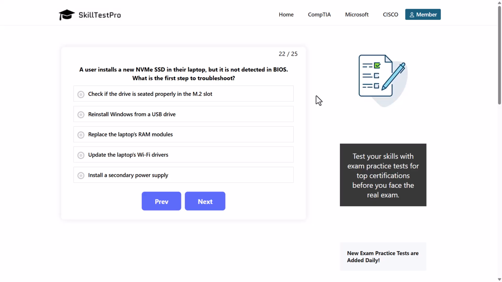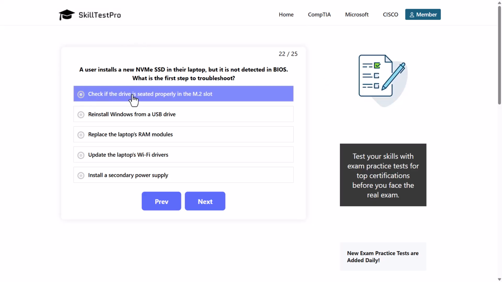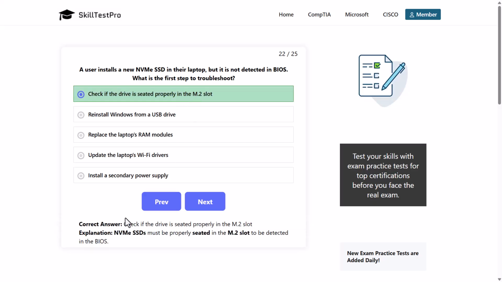Which one would be the correct answer here? And the correct answer is check if the drive is seated properly in the M.2 slot. NVMe SSDs must be properly seated in the M.2 slot to be detected in the BIOS.